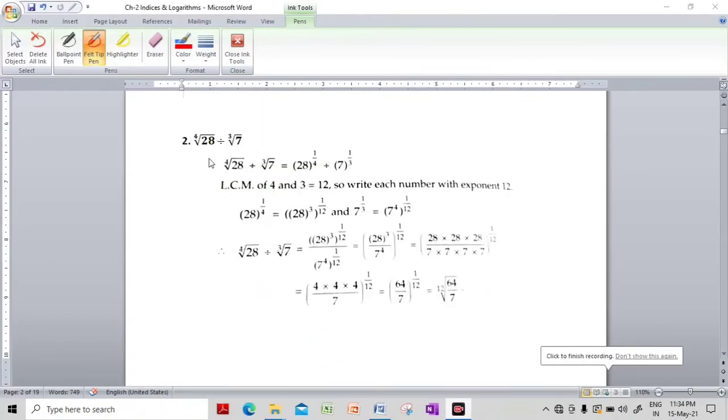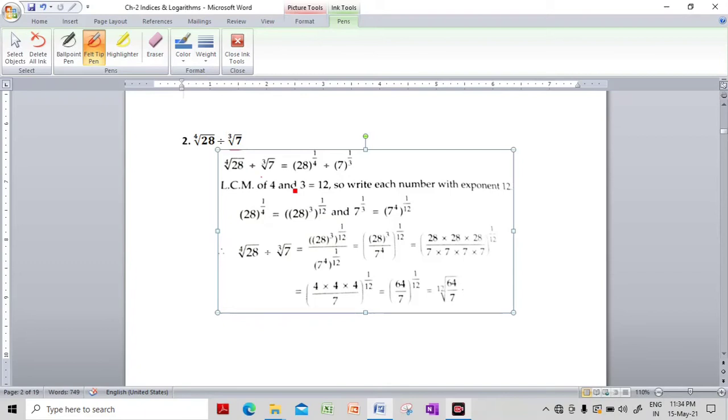Start with the second example, which is 4th root of 28 divided by cube root of 7. So let us solve this. Now how can we solve it here? 4th root of 28 can be written as 28 power 1 by 4, and cube root of 7 can be written as 7 power 1 by 3. For solving these types of questions, first we have to make their powers the same so that we can take common.